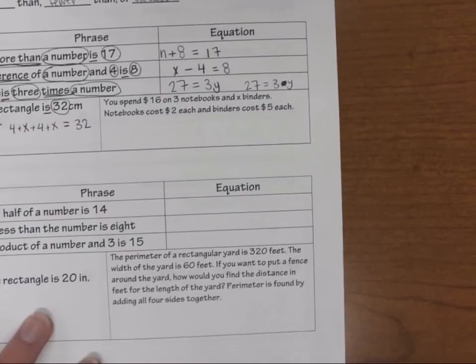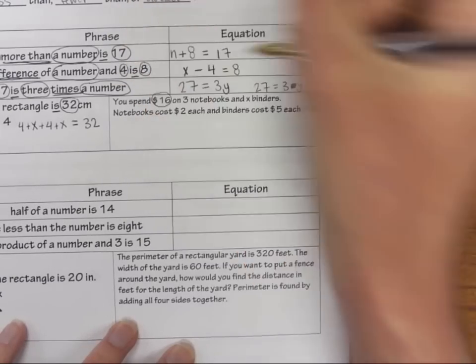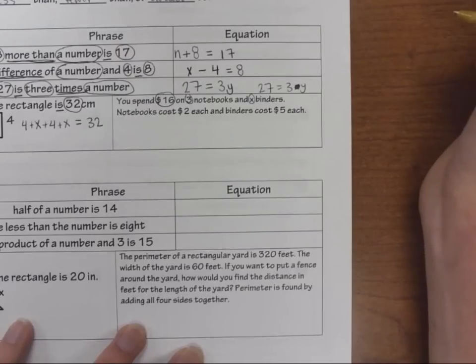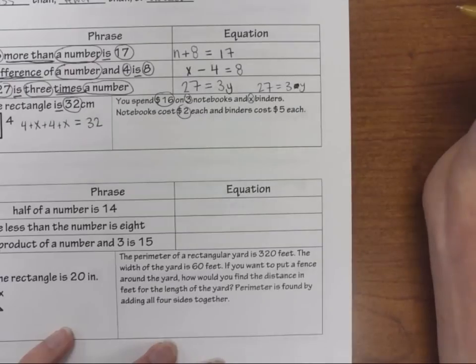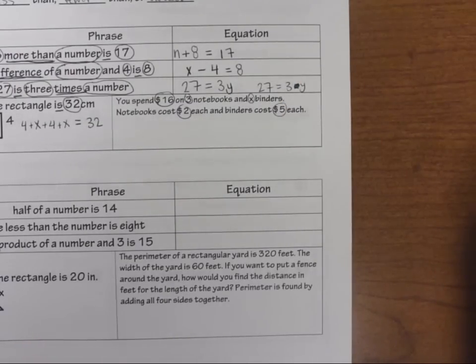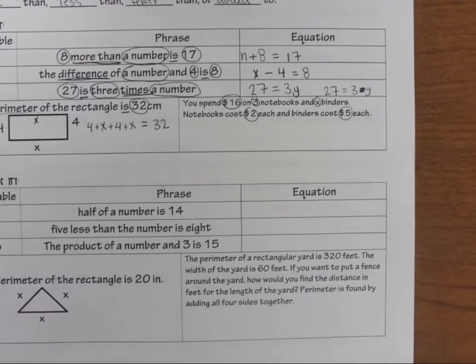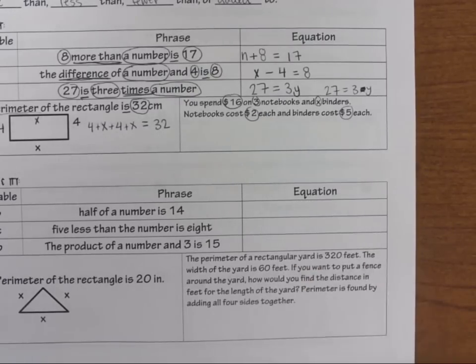Okay, this next one is another one that's a little bit tricky. You spend $16, so there's a number, on 3 notebooks and X binders. Easy enough. Notebooks cost $2 each, and binders cost $5 each. Okay, this one has a lot going on, but it's really not too bad. Let's set this up. So you have $16, you go to the store, you're buying 3 notebooks, and you don't know how many binders you can get, but you know that notebooks cost $2 and binders cost $5.